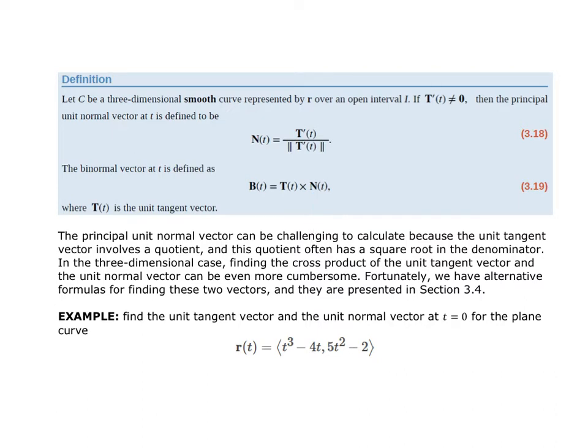Okay, cool. Now, the principal unit normal vector is a little challenging to calculate because the unit tangent vector involves a quotient, and this quotient typically will have a square root in the denominator. In three dimensions, we are finding the cross product of the unit tangent vector and the unit normal vector, which can be even more cumbersome. So if we can just hold off, in section 3.4 we have some pretty good formulas for doing all of the shenanigans you'd have to do in those in-between steps. So if we can wait until the next section, we're going to get some pretty awesome formulas for those.